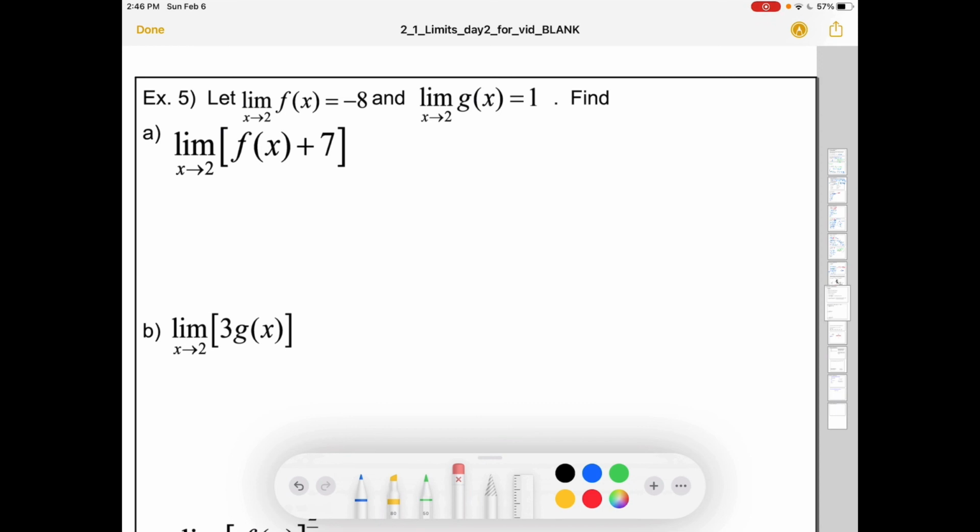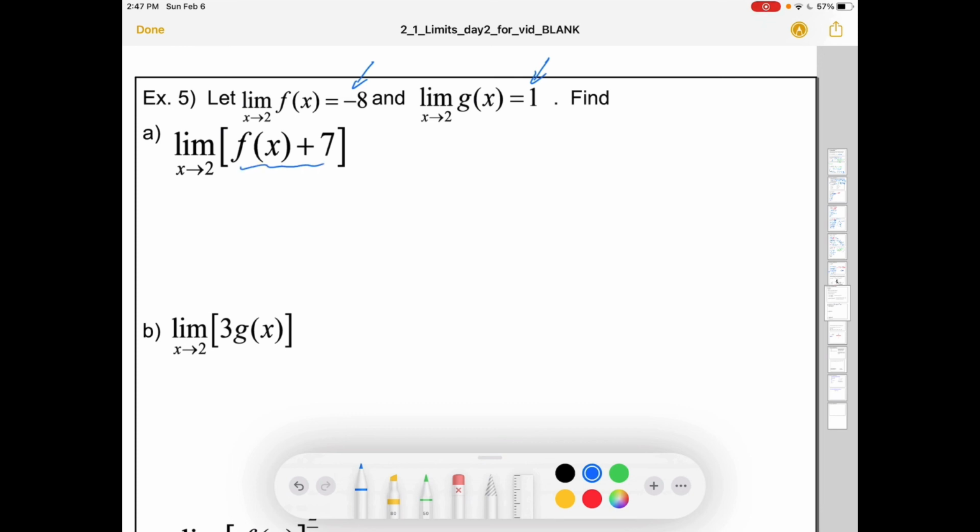So let's suppose we've got two functions that we're never going to know what their equations are. All that we know is that on f of x, as x goes to 2, y goes to -8. And on g of x, as x goes to 2, y goes to 1. So the question is, what is the limit as x goes to 2 on f of x plus 7?